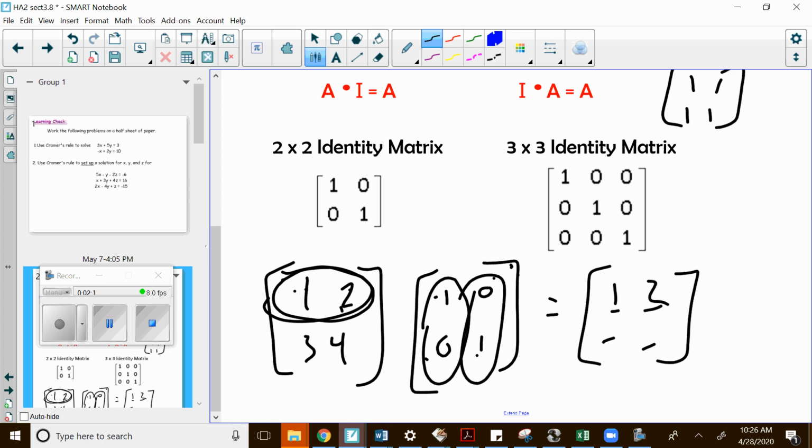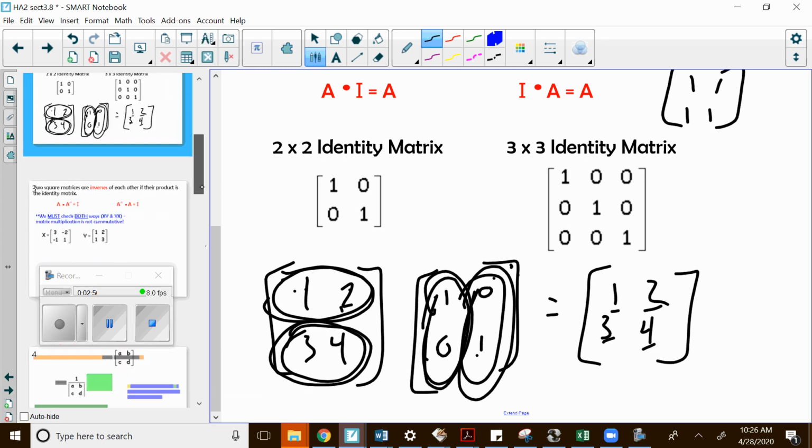The bottom left element would be the bottom row and the left column, which would be 3 times 1 plus 4 times 0, which is just 3. And the bottom right would be the bottom row combined with the right column, 3 times 0 plus 4 times 1, which is 4, hence giving us the same exact matrix that we started with. By the way, that would have worked if we multiplied in reverse order. It still would have given us 1, 2, 3, 4. So this is the 2 by 2 identity matrix, and this is the 3 by 3 identity matrix. You can practice that on any 2 by 2 that you want to.